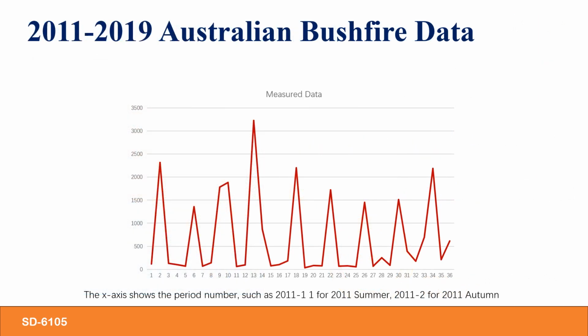With the hotspot data provided by NASA satellites, we could count the number of fire events from 2011 to 2019. The line chart here shows the number of fire events in each season. It's not surprising to see that most of the peaks are occupied by autumn.